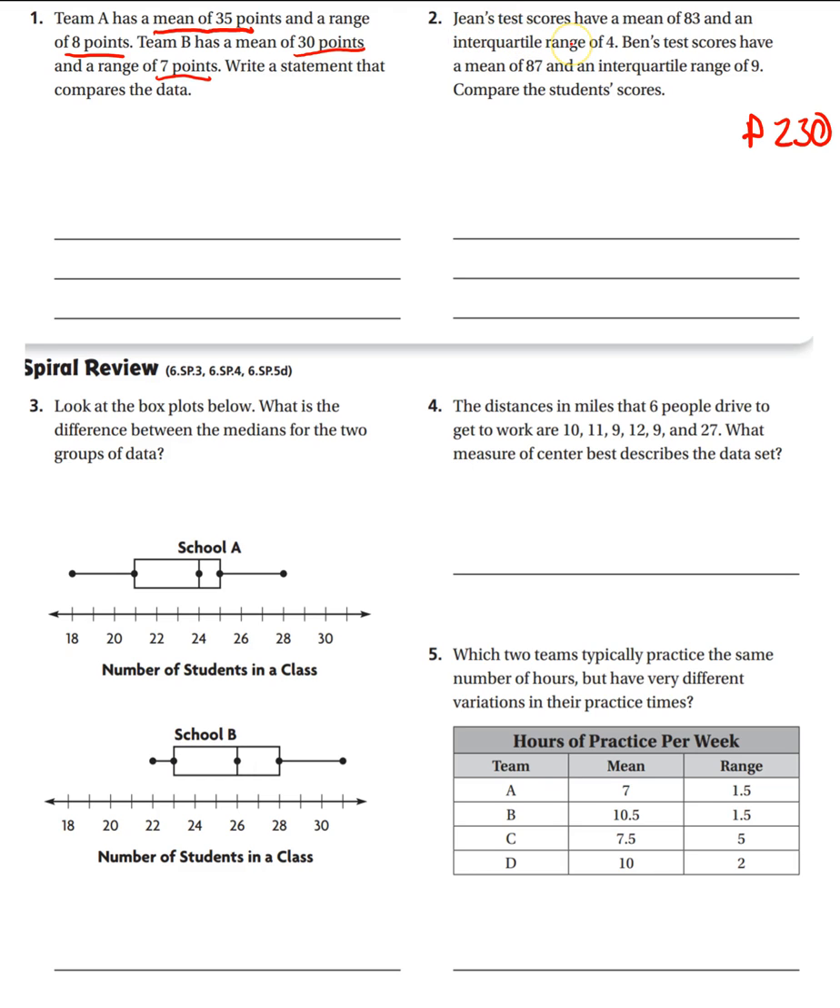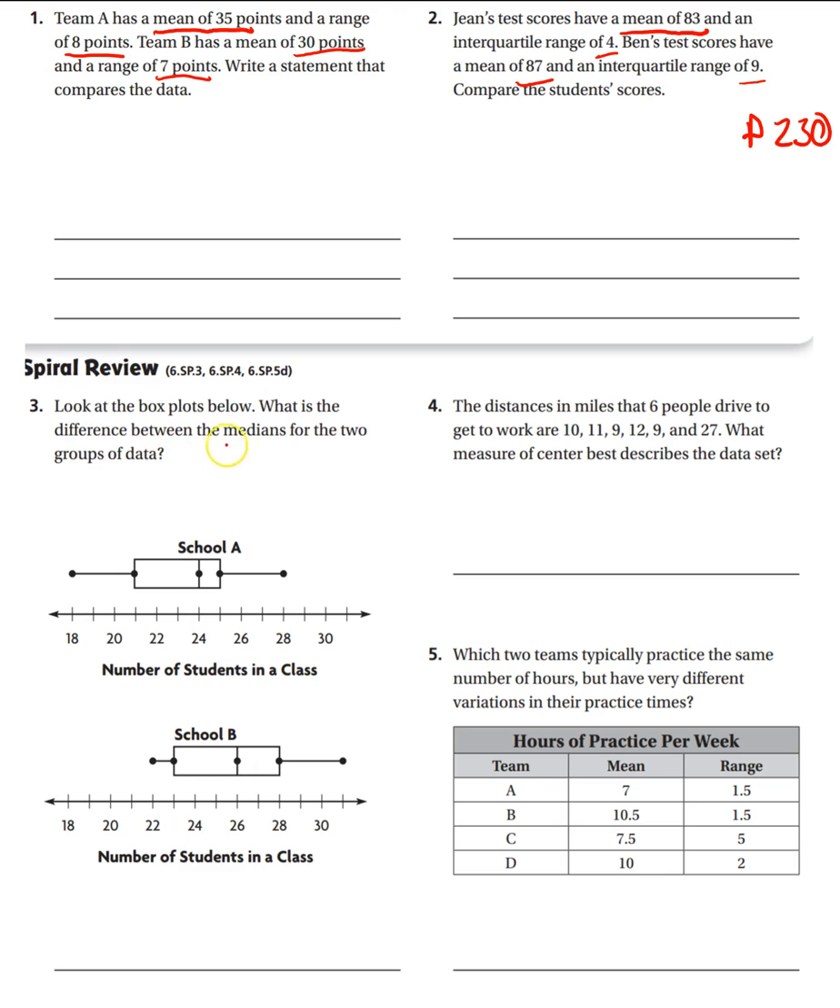Number 2, Gene's test scores had a mean, so typically they were 80. The score was 83, and a range of 4. Ben's scores had a mean of 87 and an interquartile range of 9. Compare the scores. So Ben typically scored higher than Gene, but he also had greater variability in his scores than Gene, something like that.